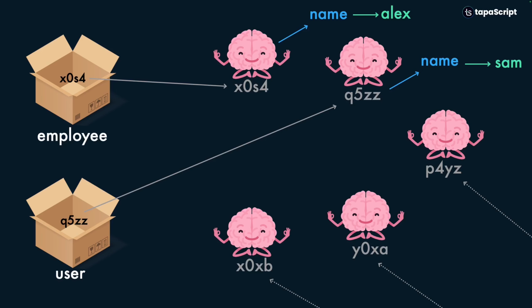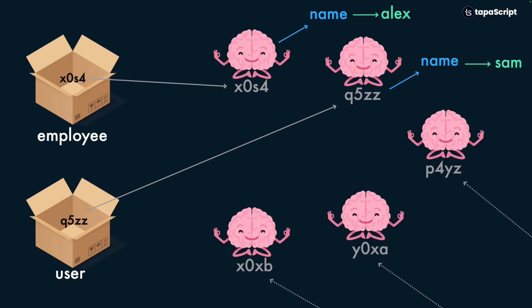As we have done user equals to employee. User equals to employee means we are not assigning the value that's stored in employee's memory to user's memory. What is user holding? User holding Q5ZZ. What is employee holding? Employee holding X0S4.